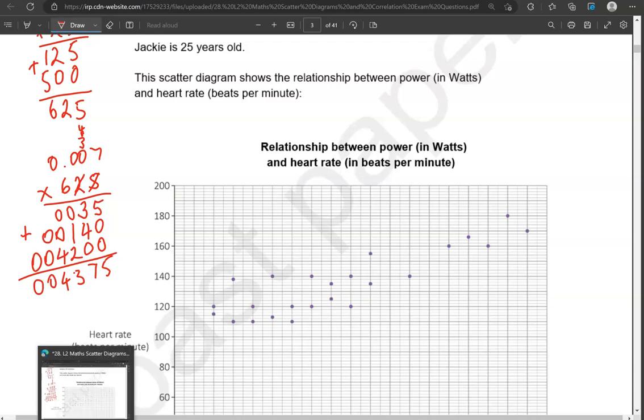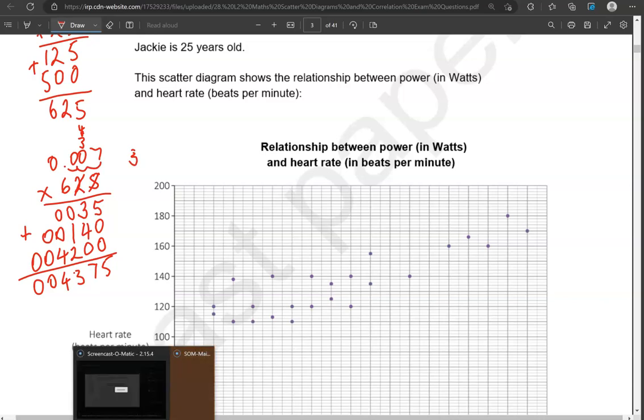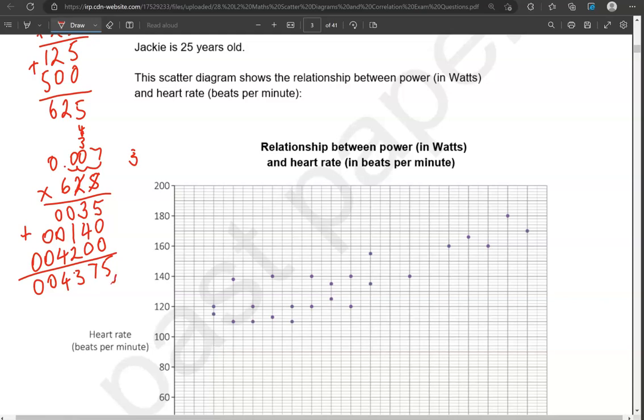So the first number has 1, 2, 3 decimal places. The second number doesn't have any because it's a whole number. 625 is a whole number. So we're going to give the answer in total 3 decimal places. So going backwards, 1, 2, 3. So the answer is 4.375.